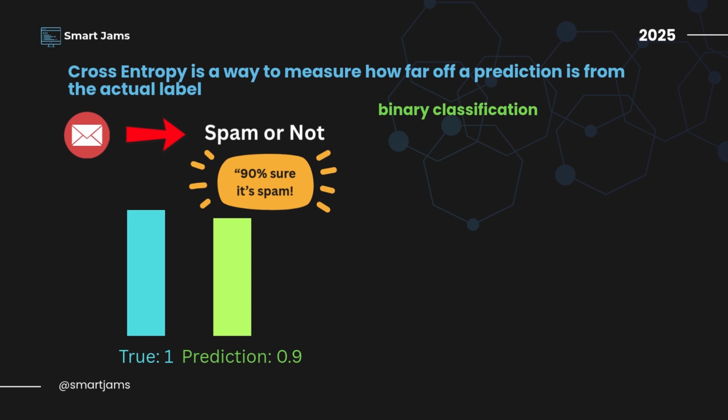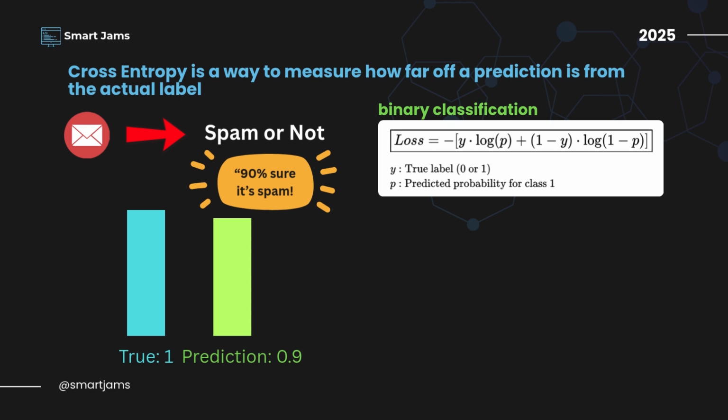In multi-class problems where there are more than 2 possible classes, the loss function looks a bit different, using what's called categorical cross entropy. The formula for binary classification is loss equals negative open bracket y times log of p plus open parenthesis 1 minus y close parenthesis times log of 1 minus p close bracket. In this formula, y represents the true label, either 0 or 1, and p is the predicted probability for class 1.